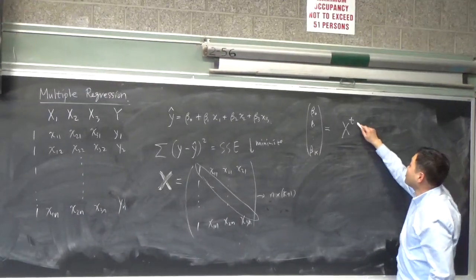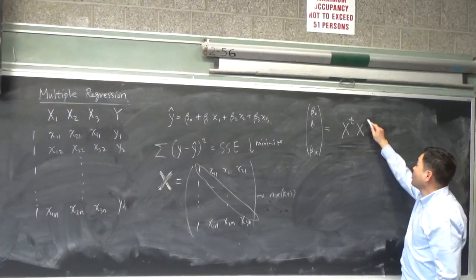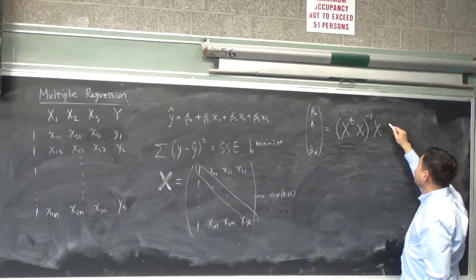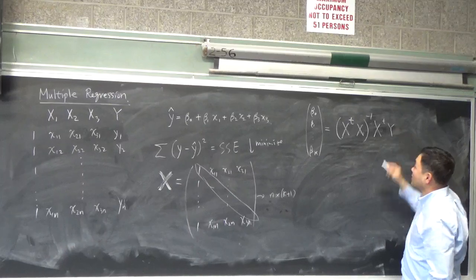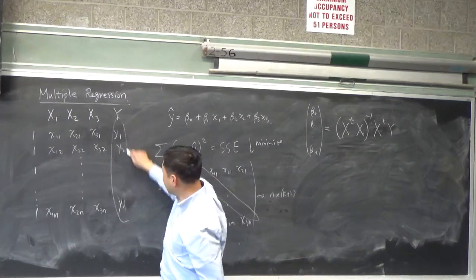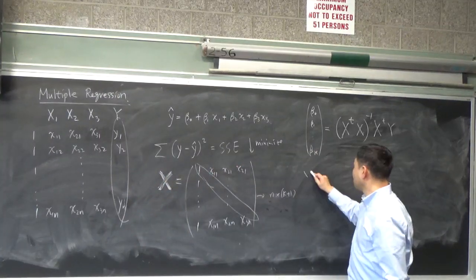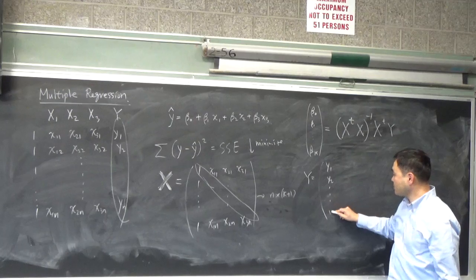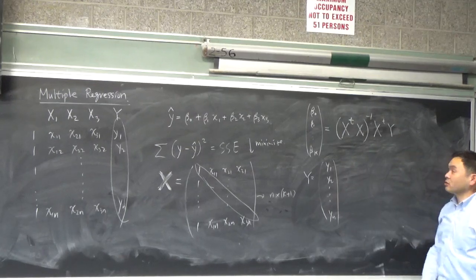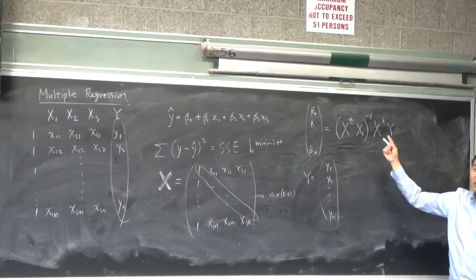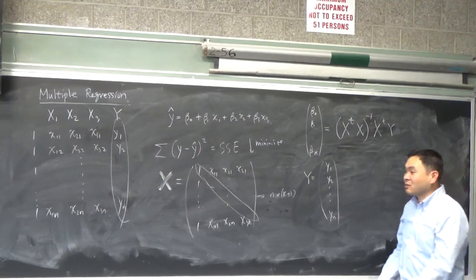And then you multiply this by x. And you take the inverse. And you take x transpose times y, where y is the matrix of y values. Okay? So that's what you get. And going from here to there is just another big calculus question.